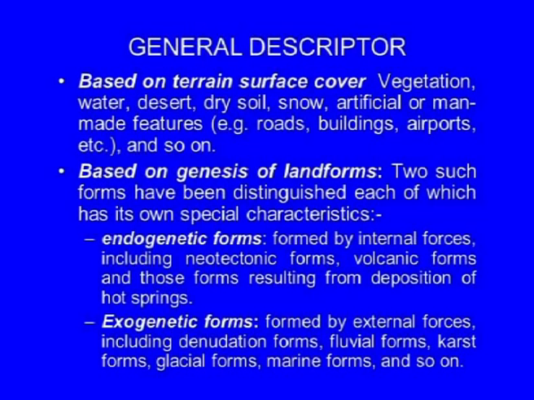Two such forms have been distinguished, each of which has its own special characteristics. First is endogenetic forms, formed by internal forces including neotectonic forms, volcanic forms, and those forms resulting from the disposition of hot springs. The second is exogenetic forms, formed by external forces including denudation forms, fluvial forms, karst forms, glacial forms, marine forms, and so on.